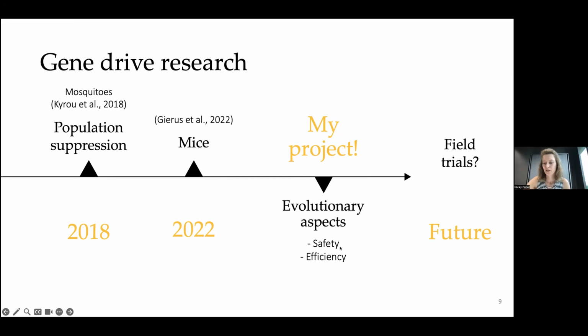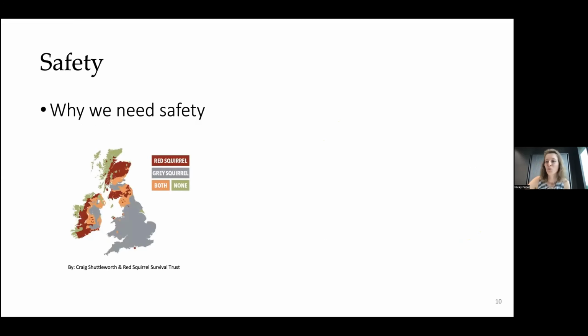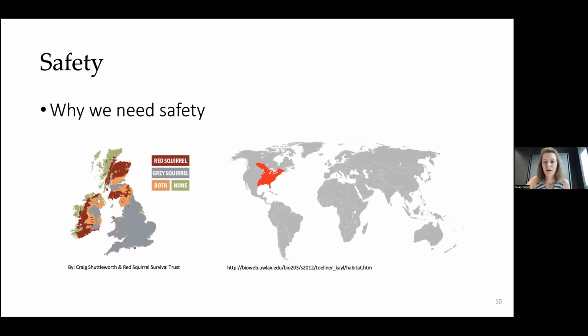So let me just start with safety. Why do we need safety? That's kind of an open door to kick in, but anyway. Like I mentioned, the gray squirrel, for example, is invasive in the UK, and you can see here in this gray area, this is where the gray squirrel has completely replaced the native red squirrel. If we were to use a gene drive to help solve this problem, we would have to consider, of course, also the native range of the gray squirrel. If one gene drive squirrel were to escape or be relocated to the US from the UK, that would be a huge problem. So we don't want that.